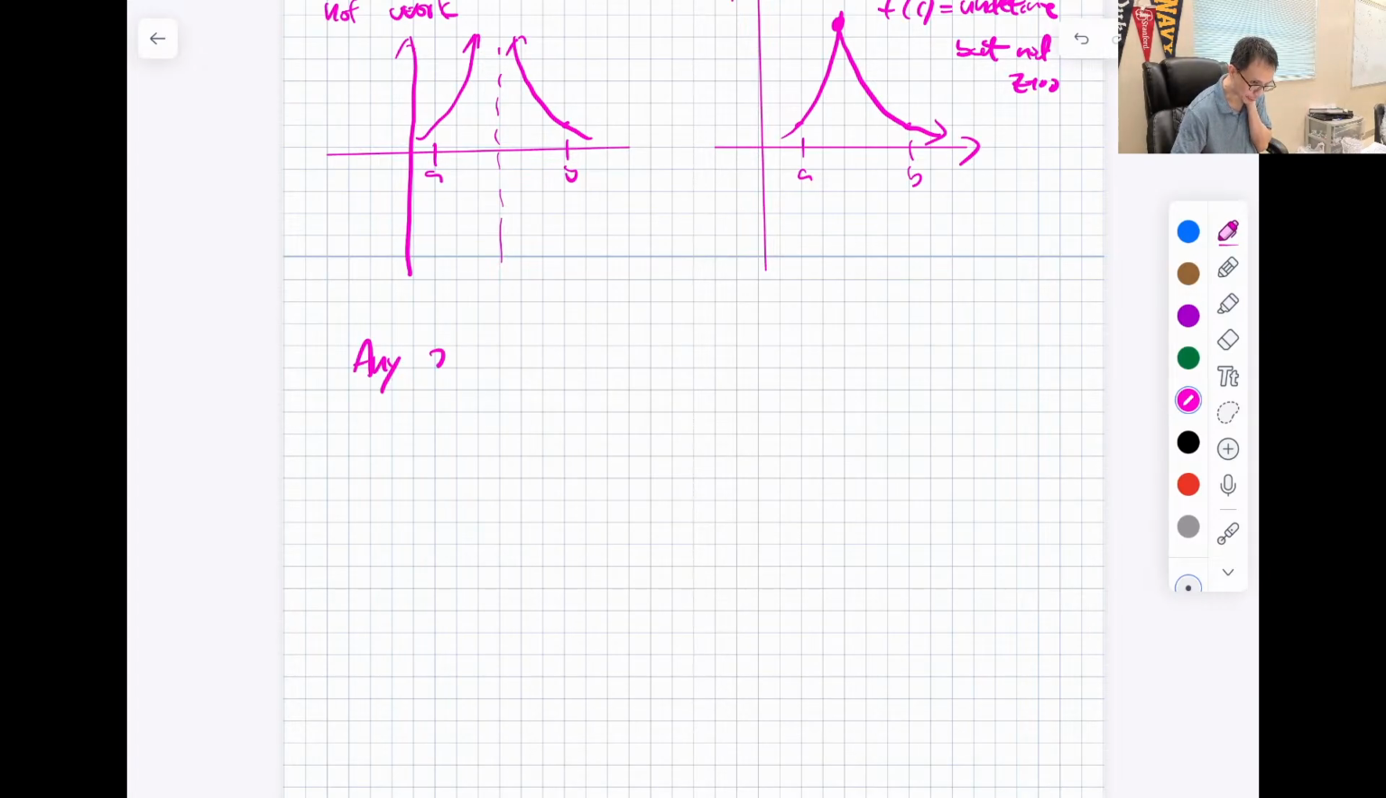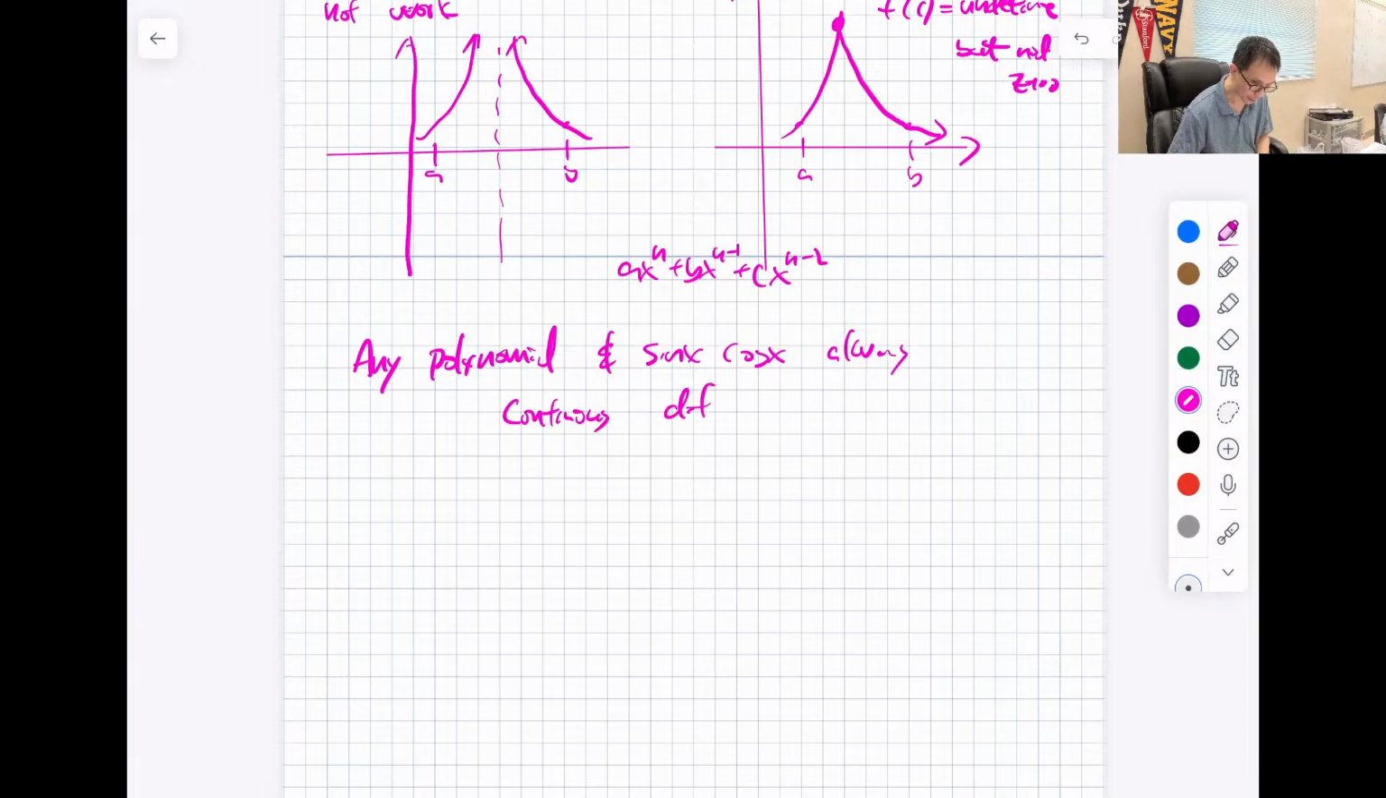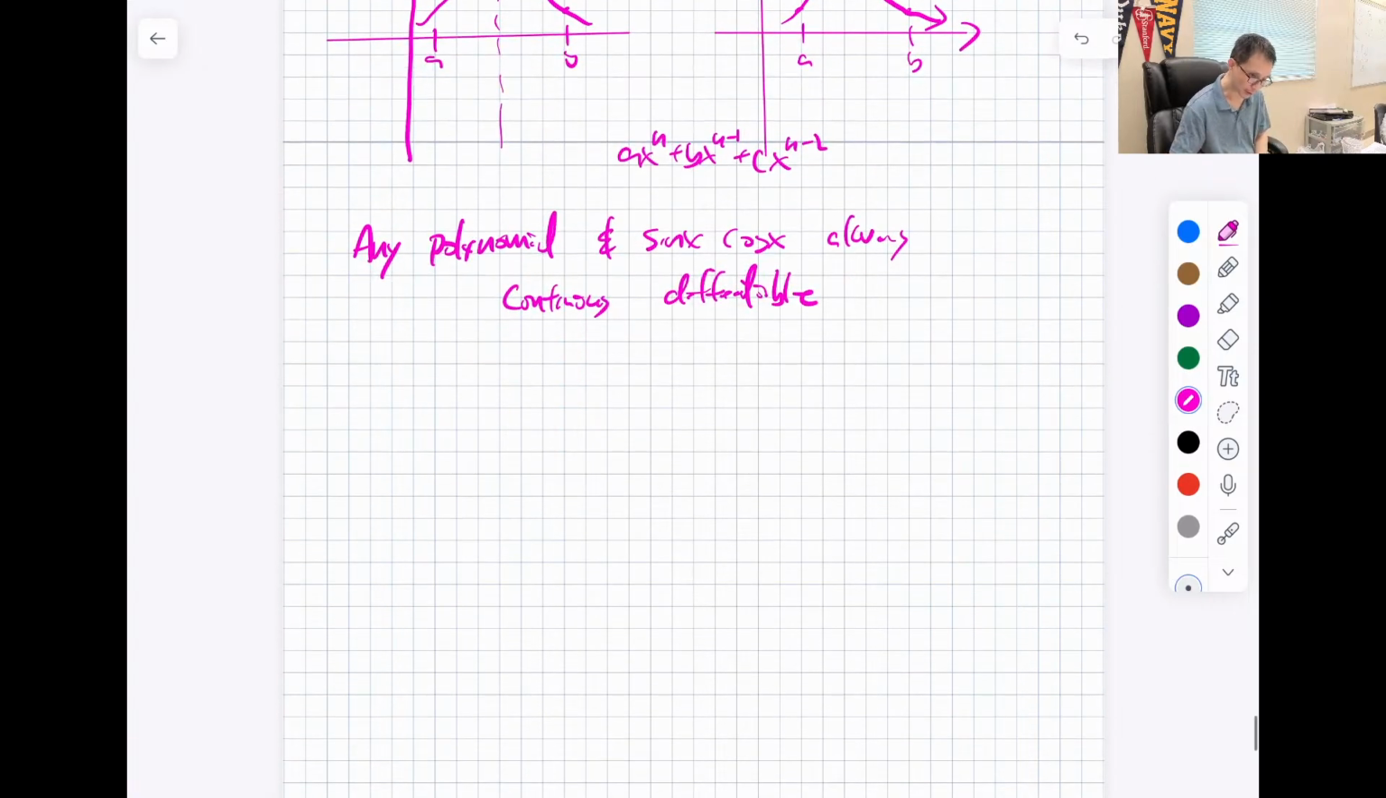Any polynomial, and for those of you who don't know what a polynomial is, it's ax^n plus bx^(n-1) plus cx^(n-2). Basically like quadratic, cubic, not square root, but any of those. A polynomial is always continuous. And sine of x, cosine of x are always continuous and differentiable. So if you see any of those functions, it's not an issue. The only time that you will see something not continuous, not differentiable, is with the following functions.